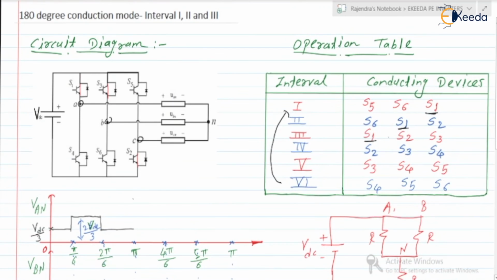Okay, so this is about the waveforms and the circuit operation for the first three intervals, right? In the next video, we are going to discuss the remaining three intervals, that is interval number 4, 5 and 6. Okay, thank you.